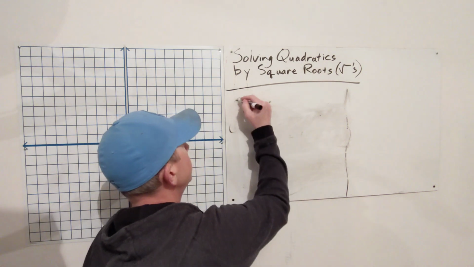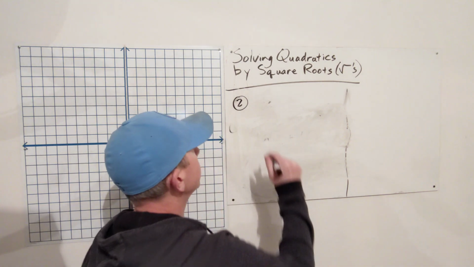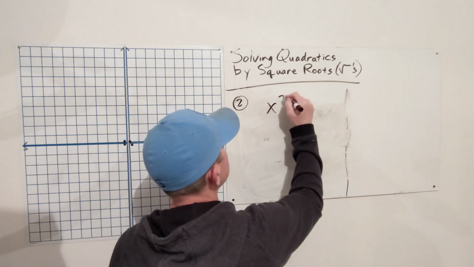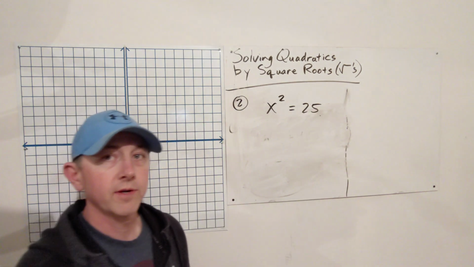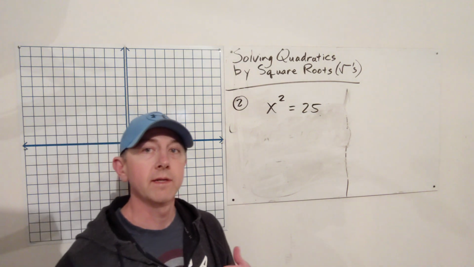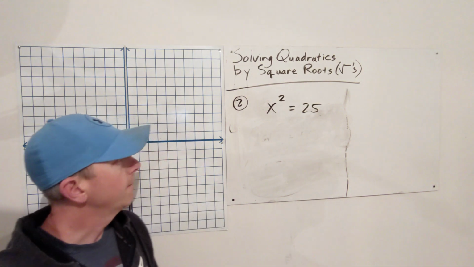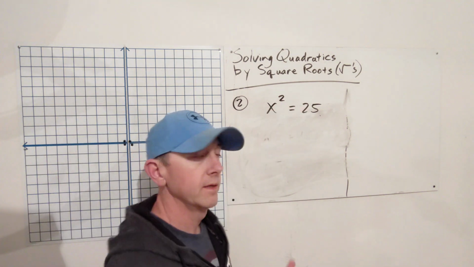All right, so for number 2, what we're going to look at is solving quadratics by square root. So x squared equals 25. This is a quadratic because of the x squared. What makes it quadratic is the fact that its degree is 2, and that's what makes it squared. If it was the degree of 3, x to the third, that would be a cubic, not a quadratic.